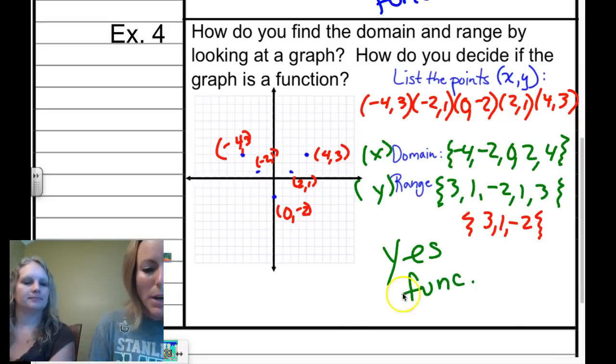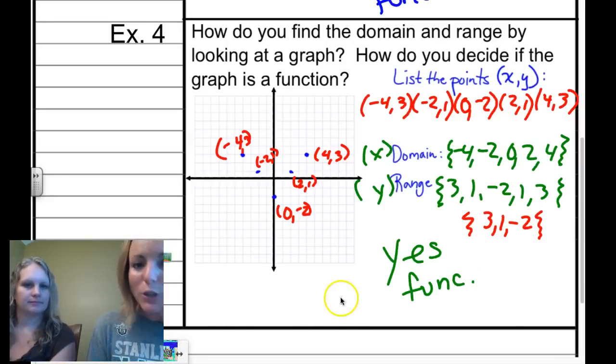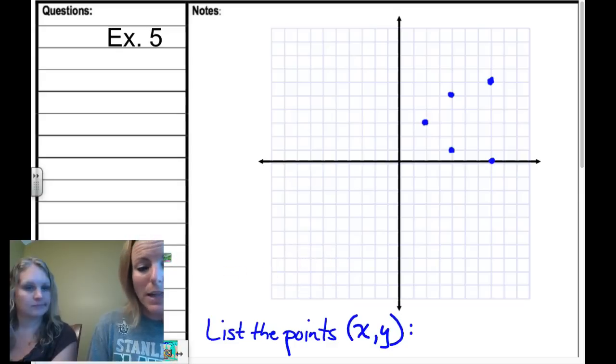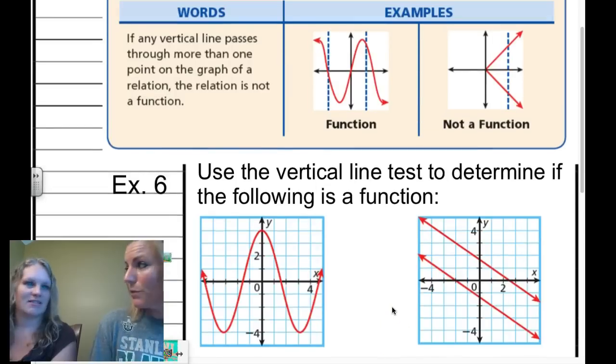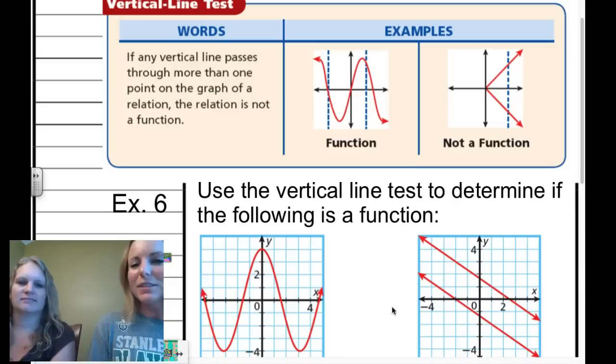All right, so let's go on to the next page, which is an example we are doing in class. And one more thing we're going to talk about. I love this. I do too. So easy. So you want to start?